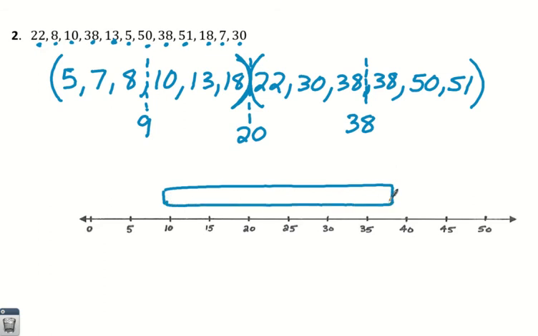I make my box, and then the 20 is the line in the box. And then it looks like my lowest number for my whisker is 5, and then my highest value is 51 for my right whisker. So you just need those 5 values shown on a box and whisker plot: the very lowest number, the very highest number, the lower median, overall median, upper median.